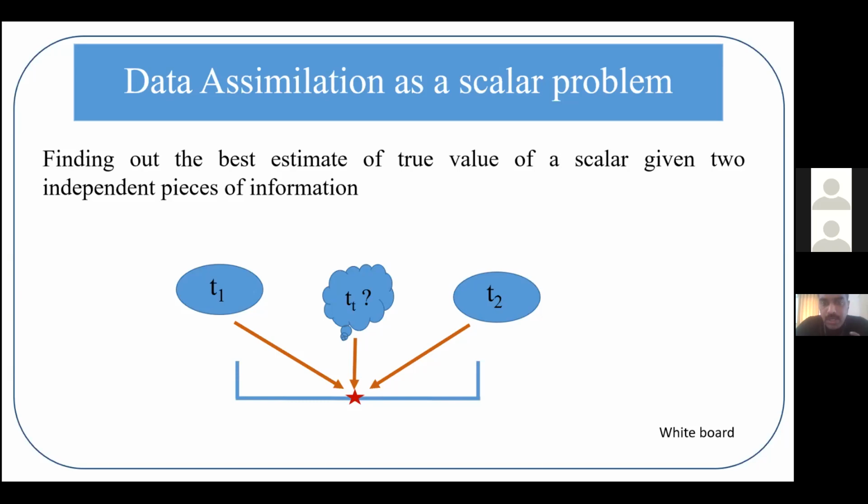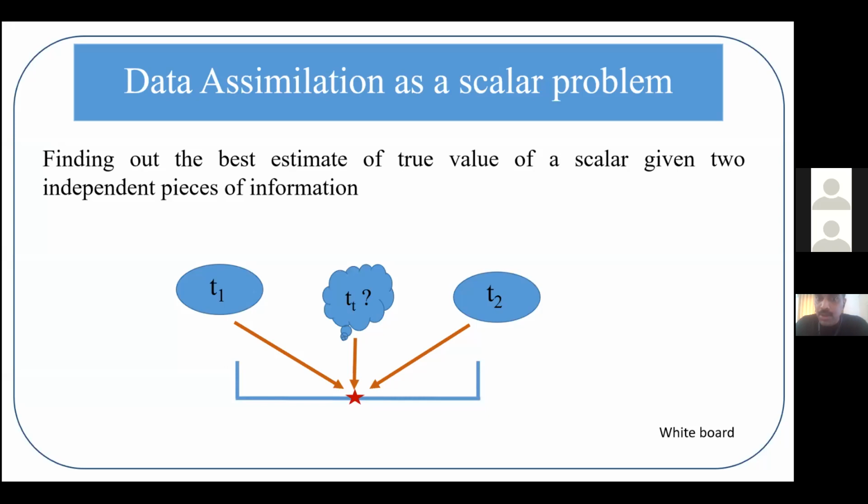Okay, so let's assume that in this figure, you can see there is a star which represents a location, any location. You want to know what is the temperature over that region. So there are two pieces of information you have. So I'll give this task to two different people. Two different people with two different instruments go over to that location and take two different pieces of information. And this information does not match. So the first person returns to me saying that, sir, the temperature of that location is T1. The second person returns to me saying that, sir, the temperature over that location is T2.